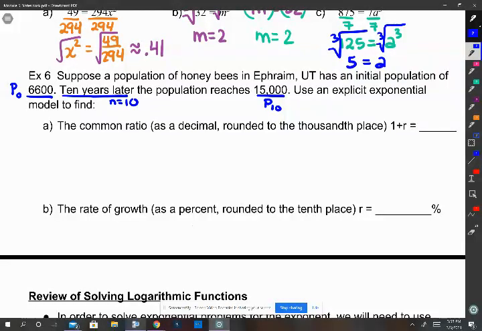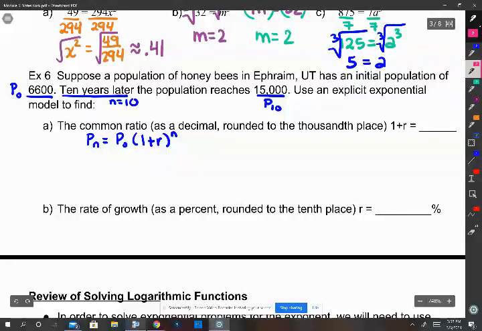and use it to find the growth rate. So remember that our general form is P sub n is equal to P sub 0, 1 plus r to the n. And so we're going to use this equation, plug in what we know, and solve for r, or 1 plus r in this problem. So P sub n is 15,000. P sub 0 is 6,600. 1 plus r is going to stay 1 plus r, and our n value is 10.